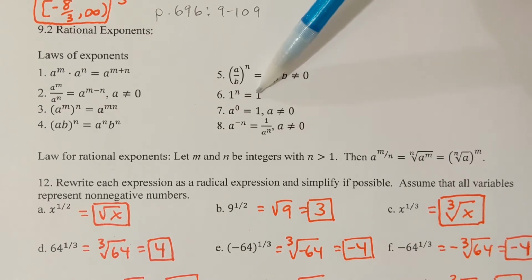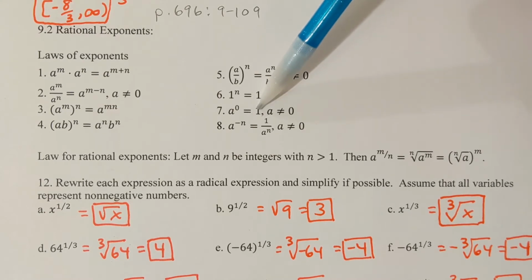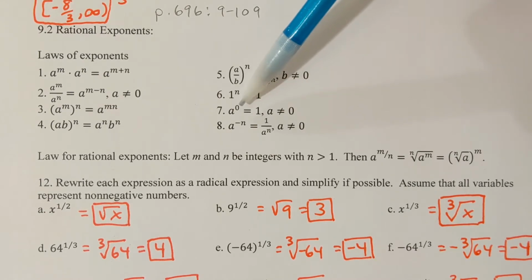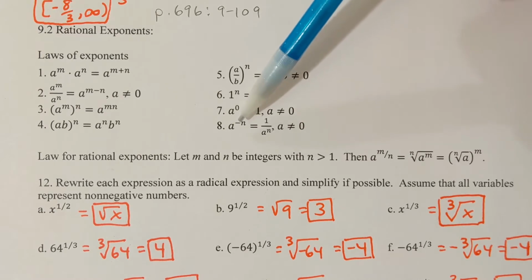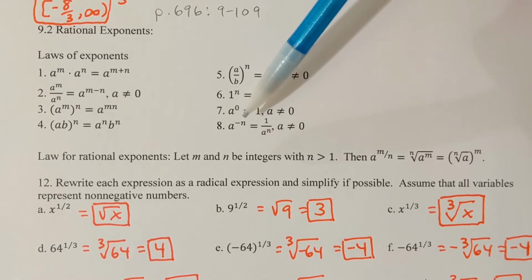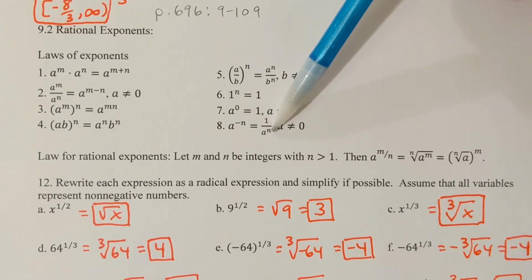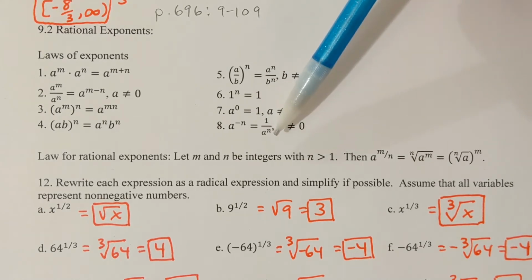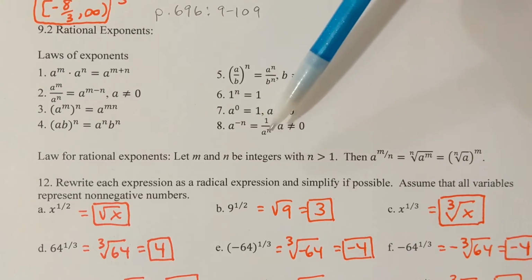1 to any power is 1. Anything to the 0 power is 1. Okay, as long as the base is not 0, which we won't have to worry about. Sometimes we work with negative exponents. Okay, a to the negative n is the same as 1 over a to the n. Okay, if we want to rewrite that with a positive exponent, we'd use this law here.